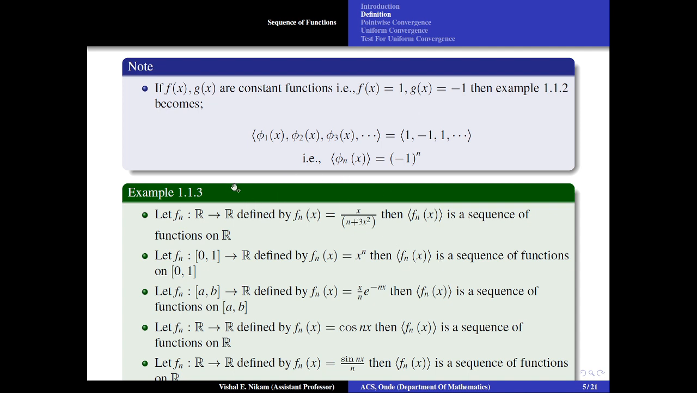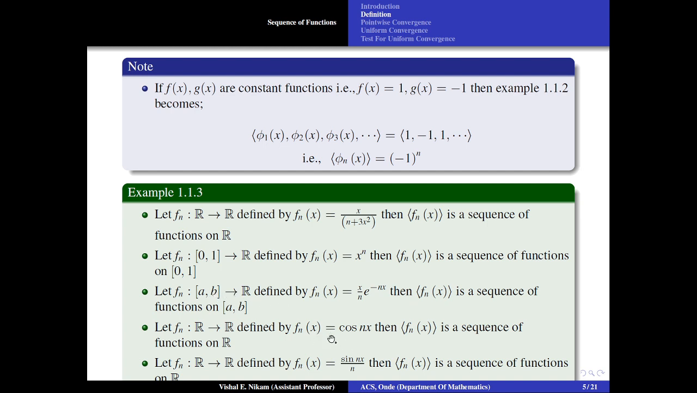Okay. So these are some examples. You can see f_n(x) = x/n + 3x², whose domain and codomain are R. f_n(x) = x^n, whose domain is the closed interval [0,1] and codomain is R. Here f_n(x) = (x/n) e^(-nx), whose domain is [a,b] and codomain is R.